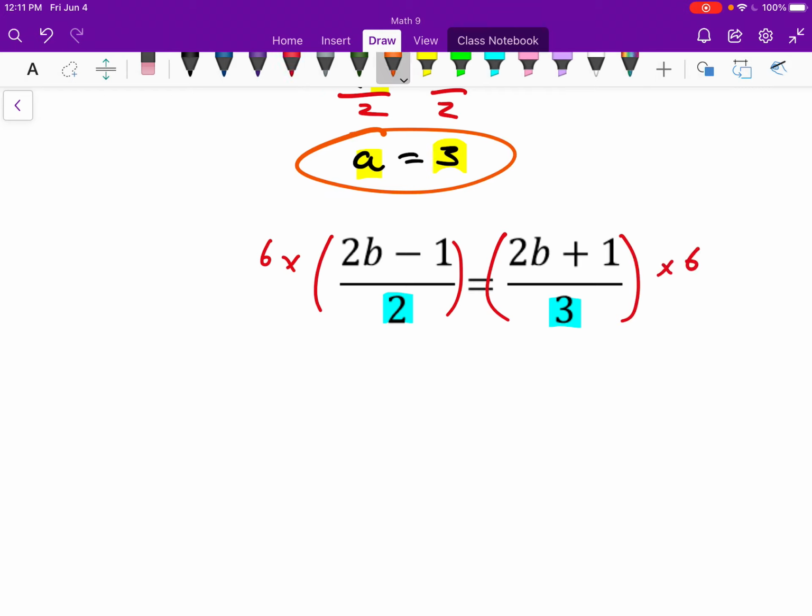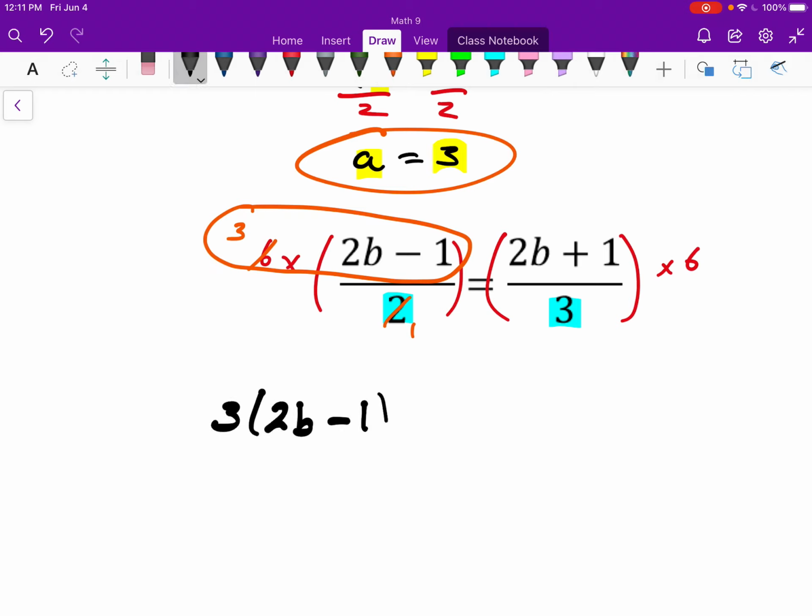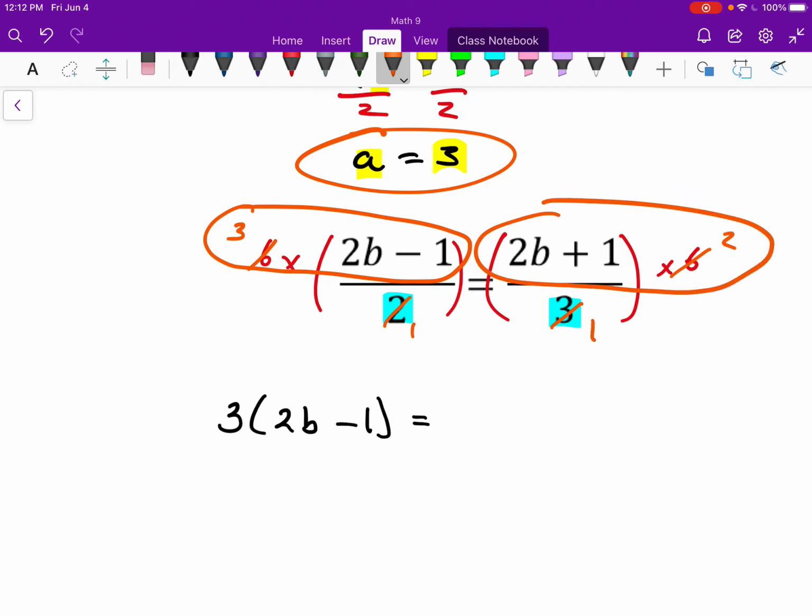And so if I look at the left-hand side, 6 over 2, I'm going to reduce to 3 over 1. So really, I just have 3 times 2b minus 1, and I'll write it like that. And on the right-hand side, I'll reduce 6 over 3 to 2 over 1. So really, I have 2b plus 1 times 2, or I'm going to write it as 2 times 2b plus 1. OK, it was pretty messy, but now I have no more fractions left.